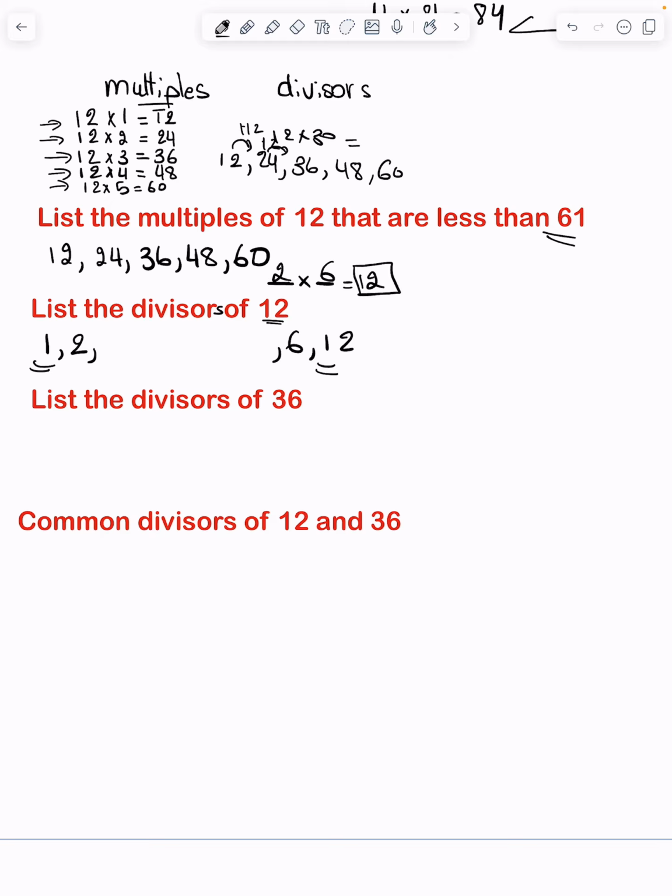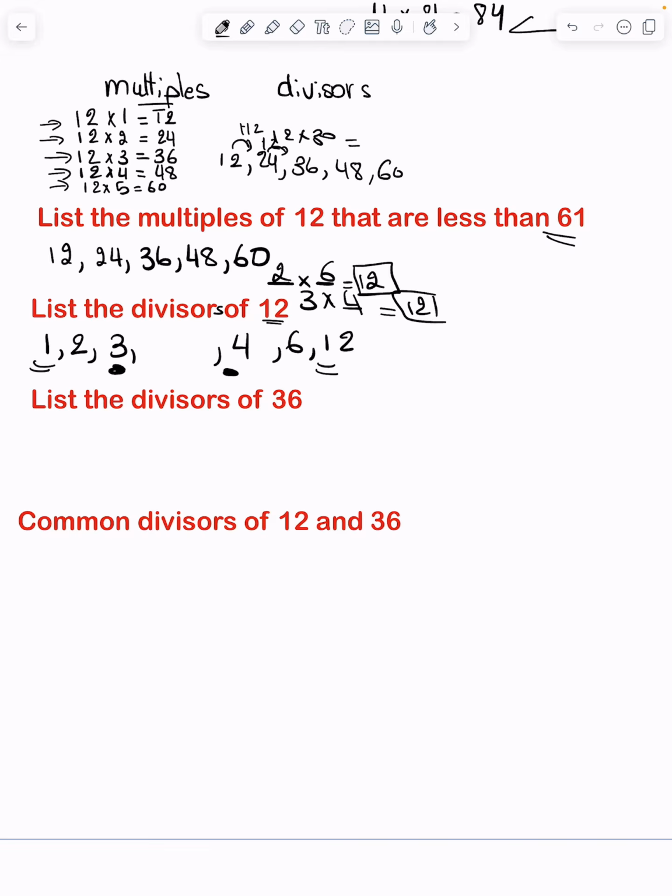Okay? Now let's move to 3. See if we can multiply 3 with something to give us 12. Yes, 3 times 4 will give us 12. So 3 and then 4. Now 3 and 4 are consecutive numbers. That's it. These are the divisors of 12: 1, 2, 3, 4, 6, and 12.